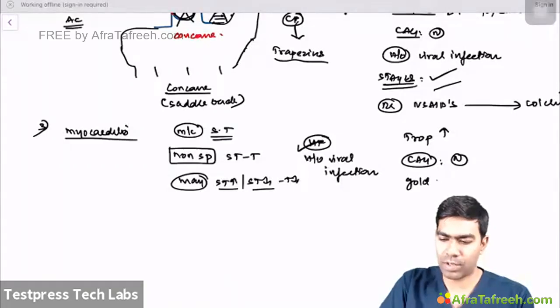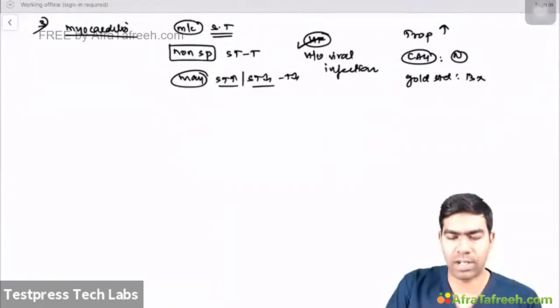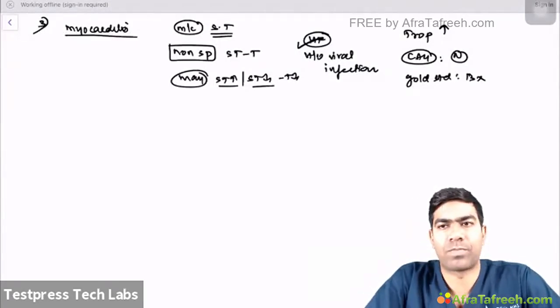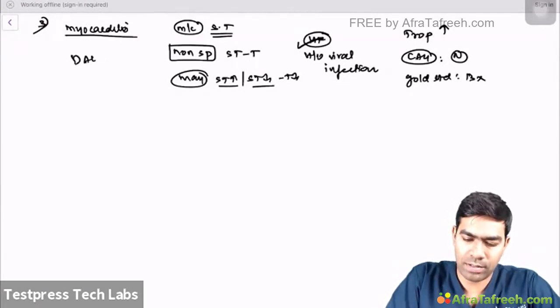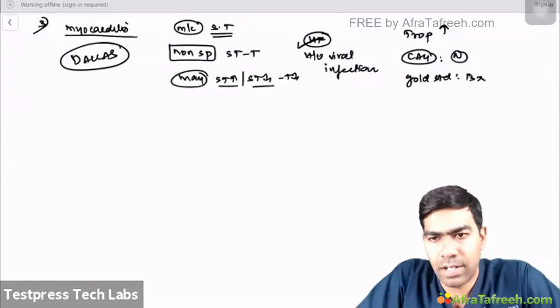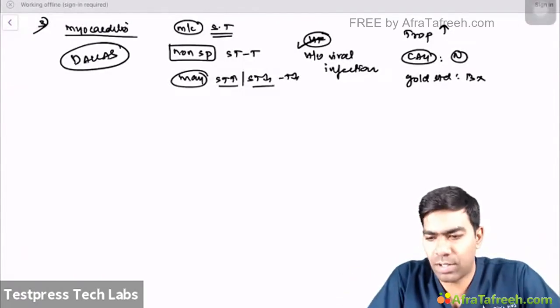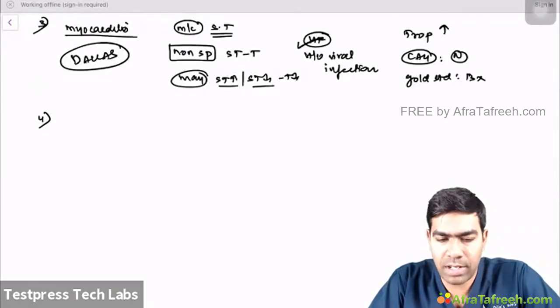But the gold standard for diagnosis is going to be the biopsy. What is the pathological criteria that is used for biopsying the myocarditis heart? Yes, that's called the Dallas criteria. Clear? Dallas criteria is the one that is typically used for classification of myocarditis and assessing the severity of the myocarditis through biopsy.